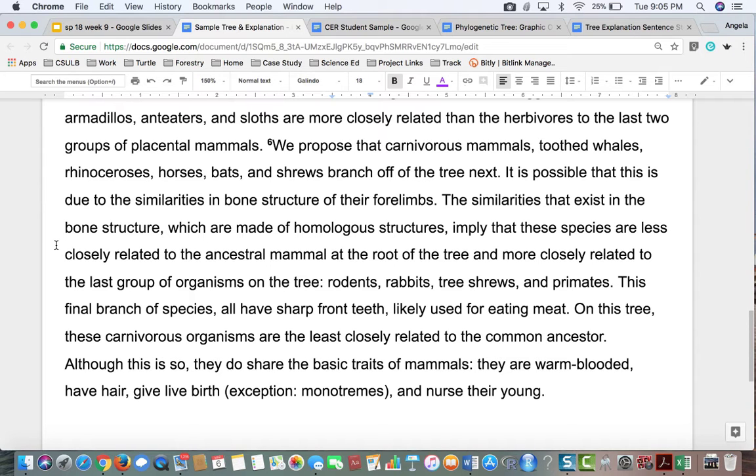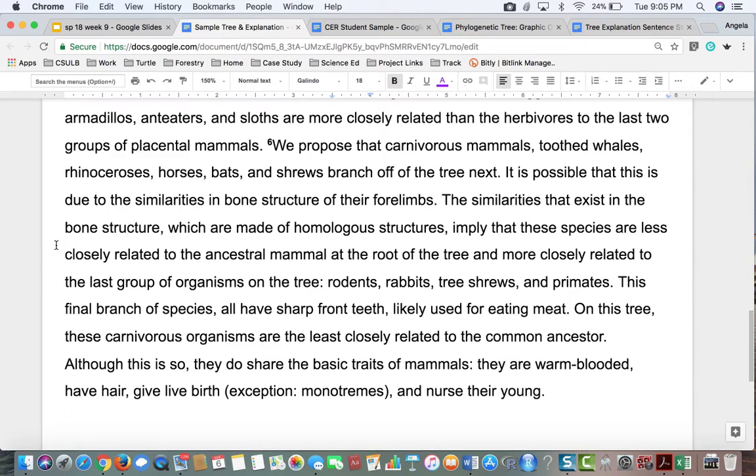This final branch of species all have sharp front teeth, likely used for eating meat. On this tree, these carnivorous organisms are the least closely related to the common ancestor. Although this is so, they do share the basic traits of mammals. They are warm-blooded, have hair, give live birth, the exception is the monotremes, and nurse their young.